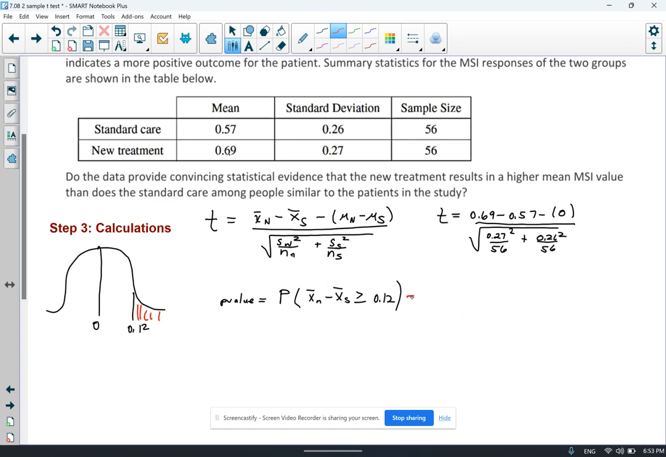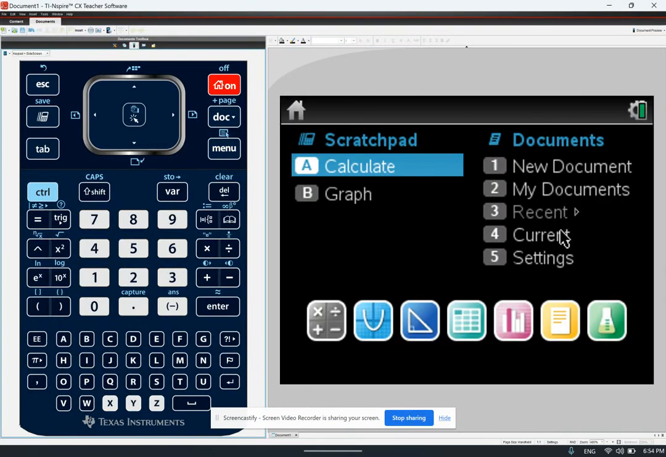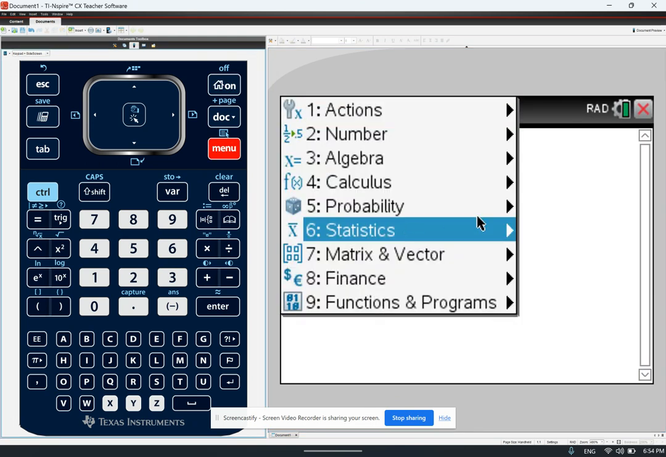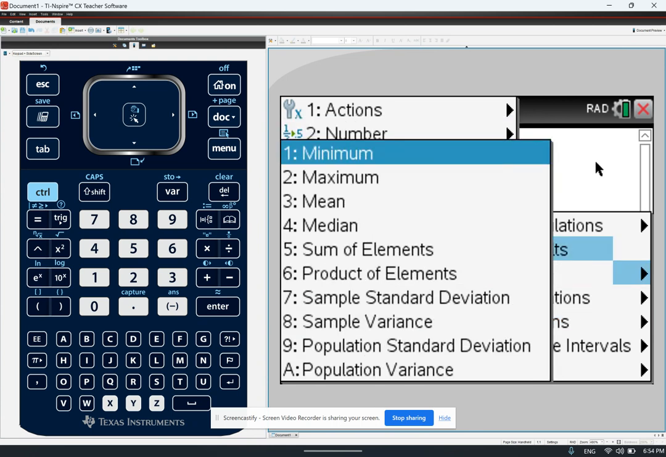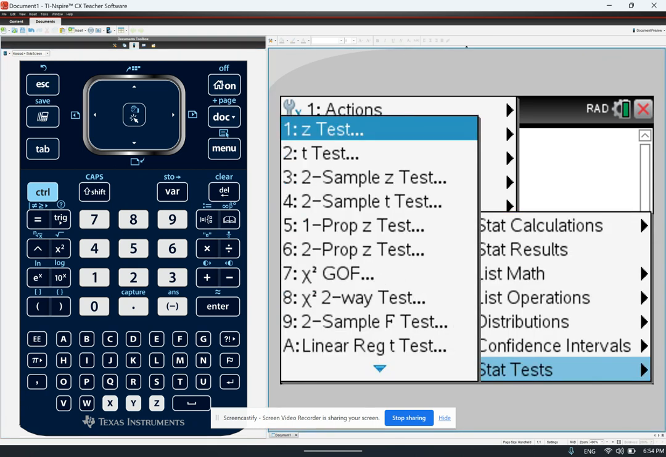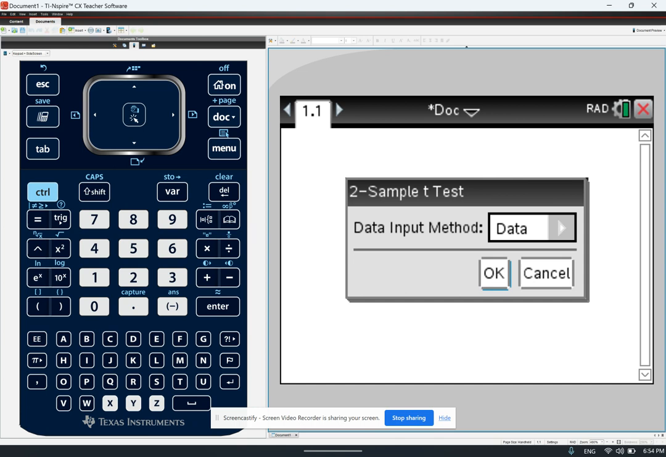This is the probability that T is greater than or equal to, and now we're going to figure this out in the calculator. So I'm going into my calculator, and we're going home. We're going to a calculator page, and we're doing menu, statistics, and whoop, the calculator's very sensitive. Hold on. Statistics, stat tests, and it's called a two-sample t-test, as I mentioned before. So two-sample t is right here.